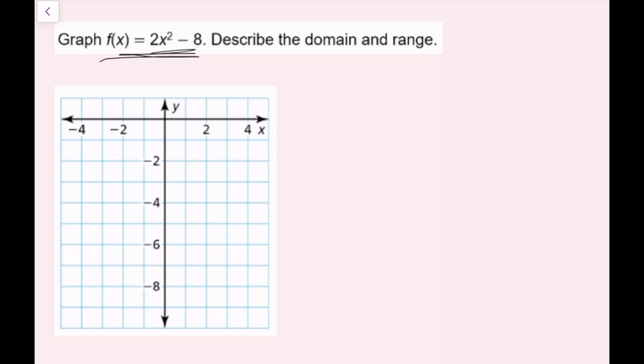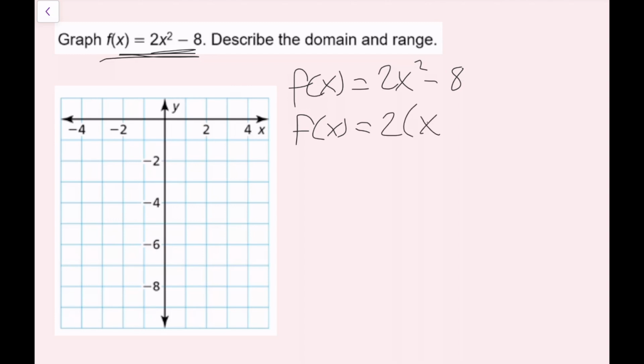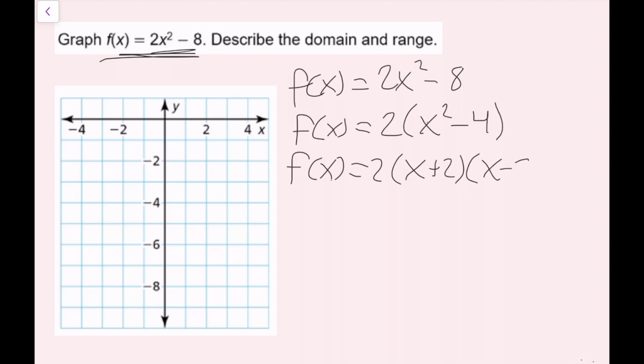So I notice right away I have two even numbers, so I have 2x squared minus 8. So I can factor out a 2 right away. So I'll rewrite this as 2 times the quantity x squared minus 4. And as I factor out that 2, what I notice is I have a difference of squares here. x squared is a perfect square, and 4 is a perfect square. So I can rewrite this, factored out, as f of x equals 2 times x plus 2 times x minus 2. So this is great because now we are in intercept form.